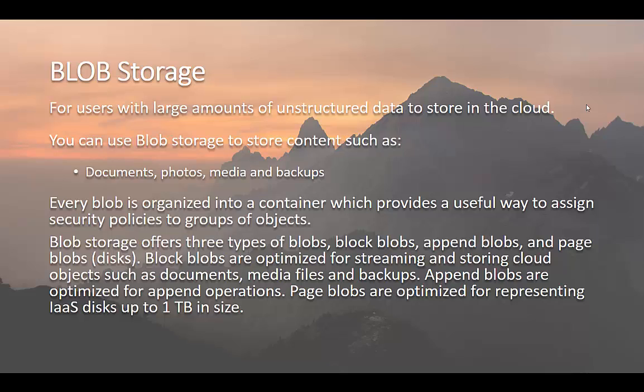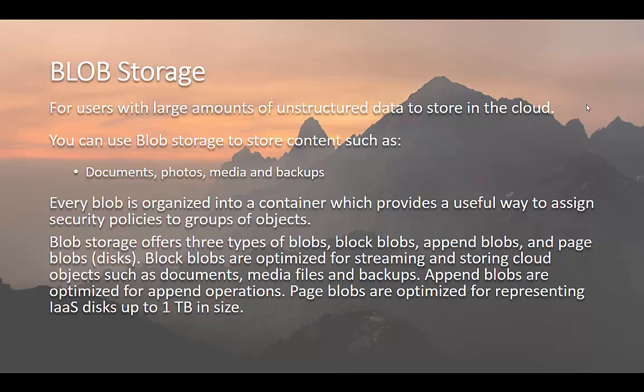Okay, so we want to talk about the 4 different options that we have. Let's start off with blob storage. Now, blob storage is binary large objects, and to be honest, it's what you're going to use 99.9% of the time. Blob storage is for users with large amounts of unstructured data to store in the cloud. Okay, we can use it for things like documents, photos, media, and backups. But more importantly, it's actually the storage for our virtual machines.